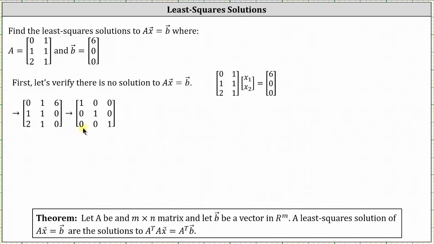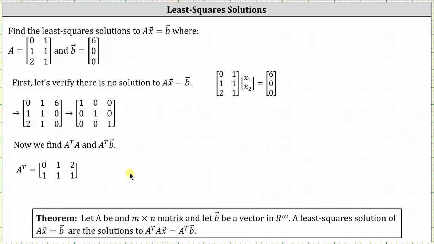Notice we have a contradiction in row 3. The third row indicates that 0 equals 1, which of course is not true, which verifies the equation A times vector x equals vector b has no solution. So now to find the least squares solution, we need to find A transpose times A as well as A transpose times vector b. Remember, to find A transpose, we take the first column of matrix A, and this becomes the first row of A transpose, and the second column of matrix A becomes the second row of A transpose.